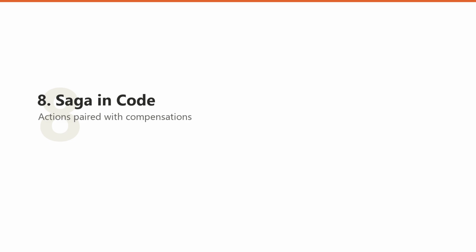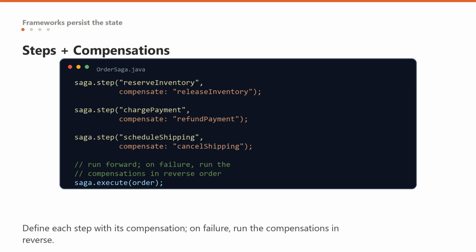Concept 8, what an orchestrated saga looks like in code. With an orchestrator, you define the saga as a list of steps, and each step has two functions, an action and its compensation. For example, reserve inventory, with the compensation release inventory. Charge payment, with the compensation refund payment. The orchestrator runs the actions in order.